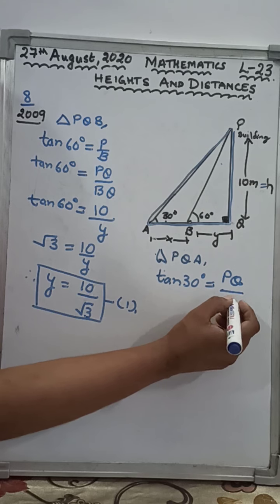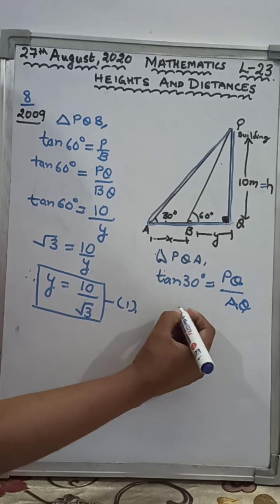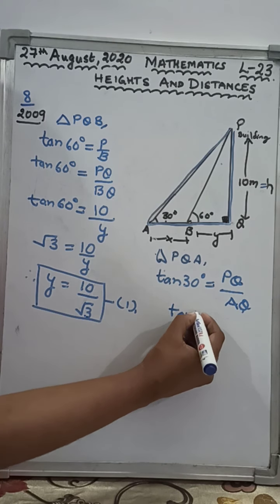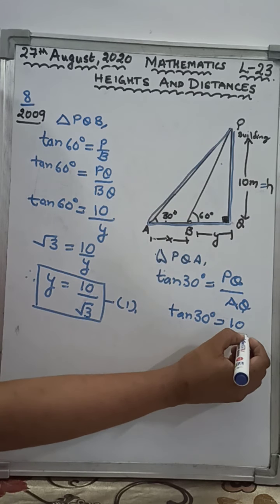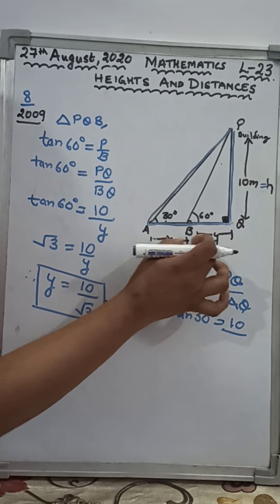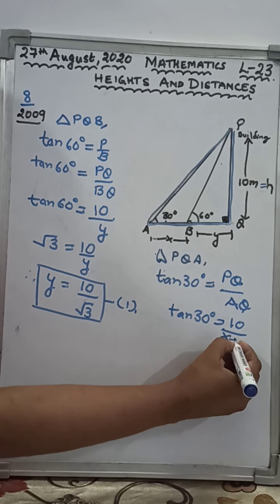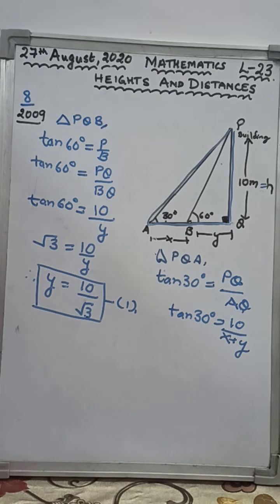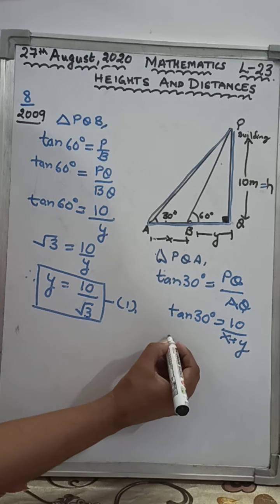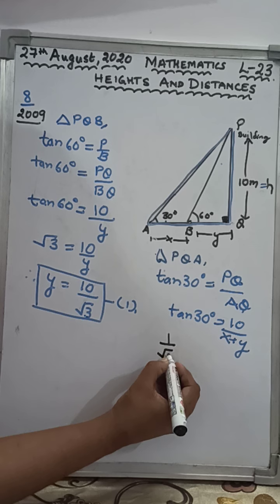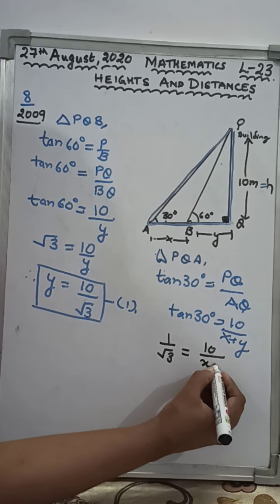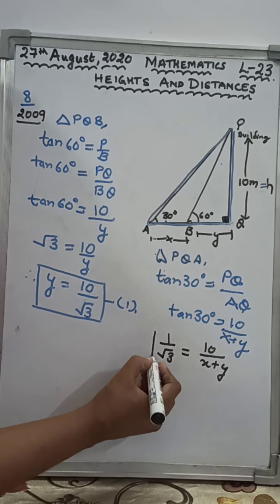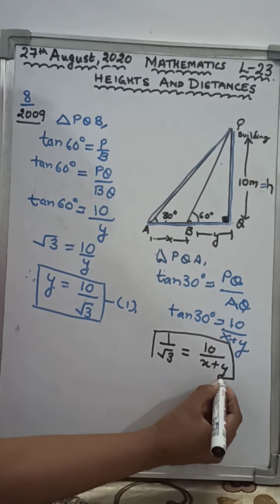So first of all you can write it over here AQ. Then in the next step you will write PQ as 10. AQ is x plus y. Now you will substitute the value of tan 30. Tan 30 is 1 upon root 3 equals 10 over x plus y. This is your equation number 2.